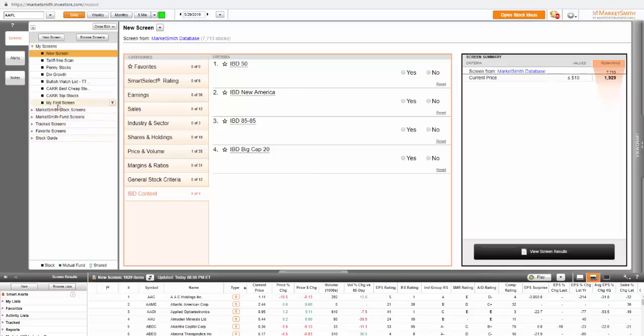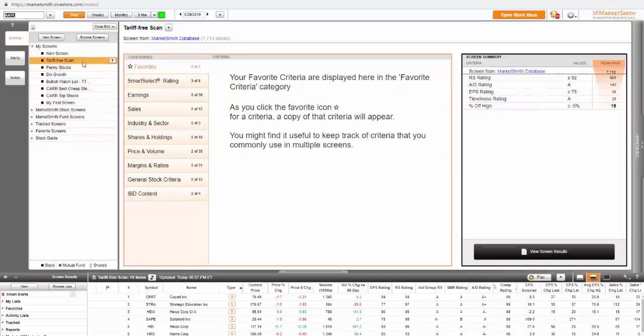Now, I have already built several screens here. I've got a tariff-free scan, so these are stocks that are under the radar regarding the current problem we're having in our market, which is the China tariff deal, and it's putting everybody in a bit of a concerning state right now, and the market has been trailing off. But this highlights stocks that are actually rising at this point. So these are clearly stocks that are not affected by the China deal, and I want to focus on those.